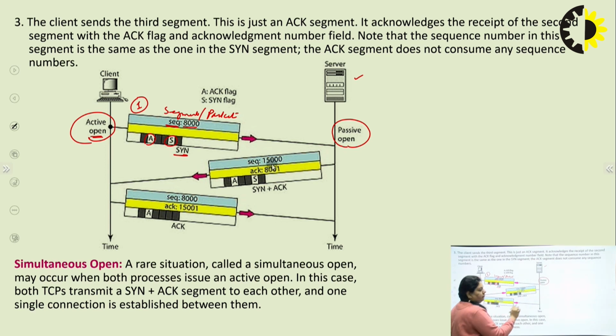Here the server receives it. Again, it sends the acknowledgement plus synchronized packet. Because it is full duplex mode, the server also sends back data. Now, the server is sending a segment with sequence number 15,000, and it is acknowledging the previous segment sent by the client. In the acknowledgement, the number is 8001, which is sequence number 8000 incremented by 1, 8000 plus 1. So the acknowledgement has the number 8001.